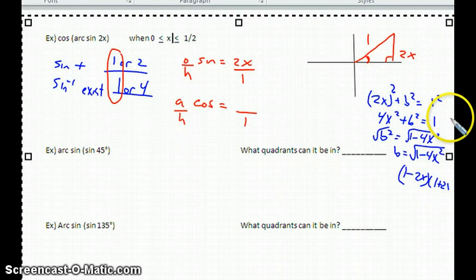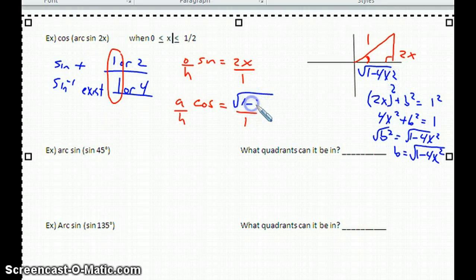So don't make the mistake where you try to take the square root of that and write it as 1 minus 2x, because that would not be correct. Even though each of these individually are perfect squares, together as a binomial, it is not. So I would just leave my answer as the square root of 1 minus 4x squared. Put that over here. And that would be then my final answer.